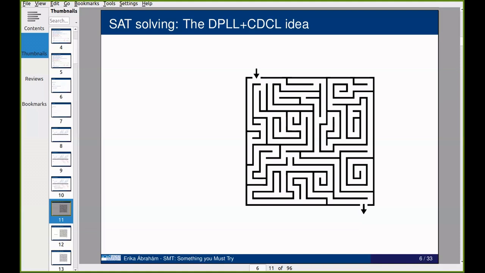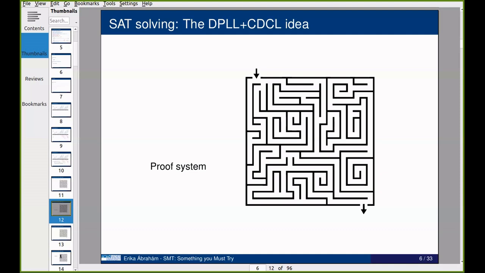Now assume we are in logic, right? So assume we have a logic and it has a proof system. I illustrated it with a labyrinth. You can imagine now this labyrinth is my formula and I want to know whether there is a solution. So either I want to find a solution or I want to get the proof that there is no solution. And assume I have a proof system.